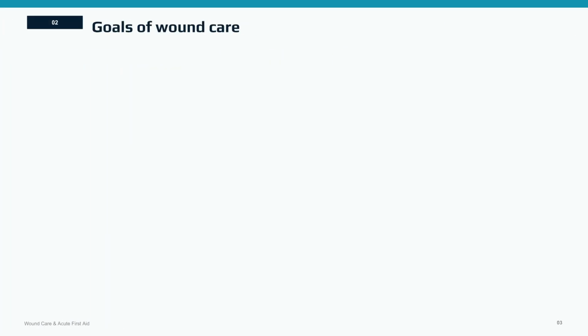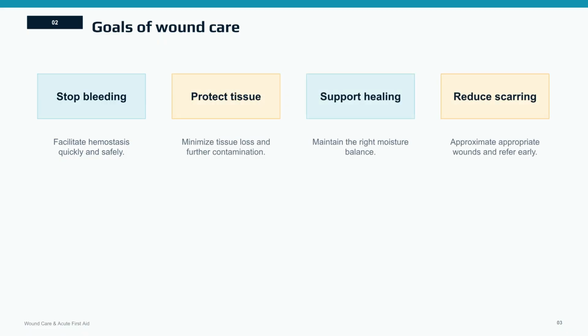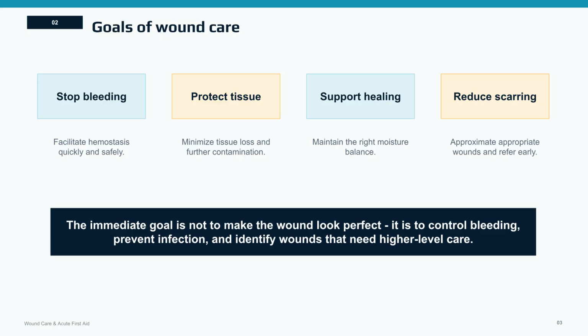The 4 goals of wound care are to stop bleeding, protect tissue, support healing, and reduce scarring. The immediate goal is safety and infection prevention. Remember that in acute care, the primary focus is not making the wound look perfect, but controlling bleeding and identifying wounds that need a higher level of care.